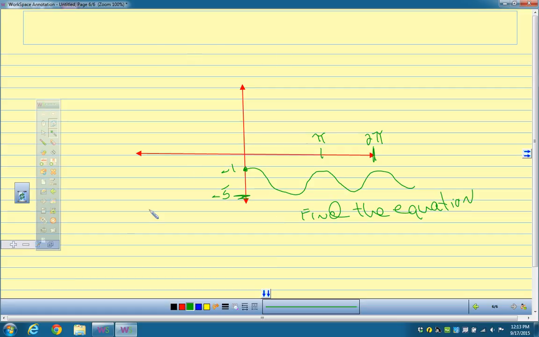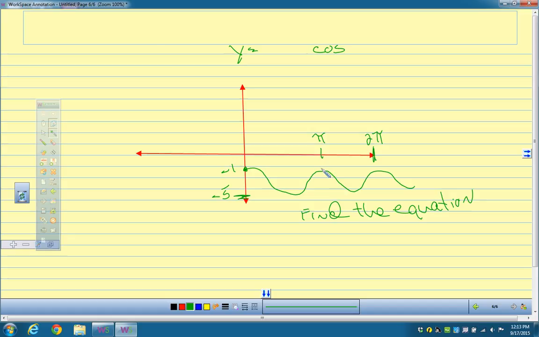Probably the first thing you want to decide is whether it's a sine or a cosine function. Sine or cosine? It can be either, but so far we're not shifting it left or right. So then it's going to be a cosine. So it's y equals something with a cosine in there, right?